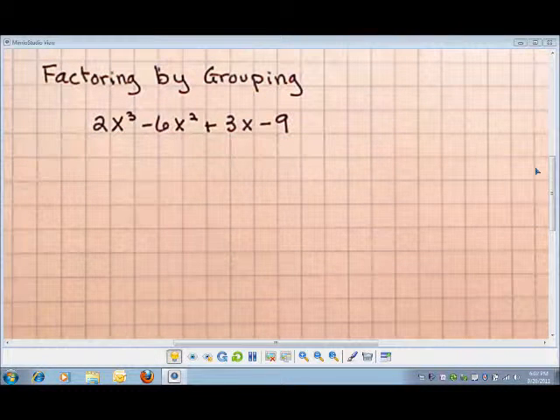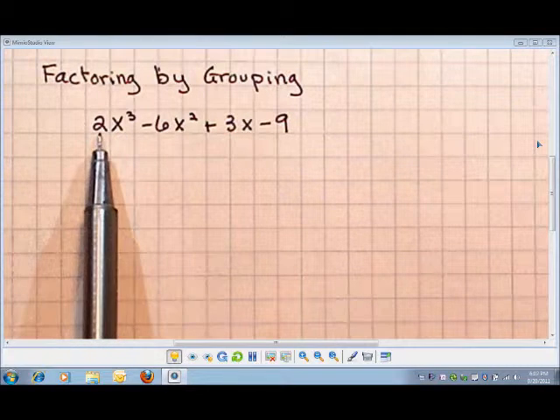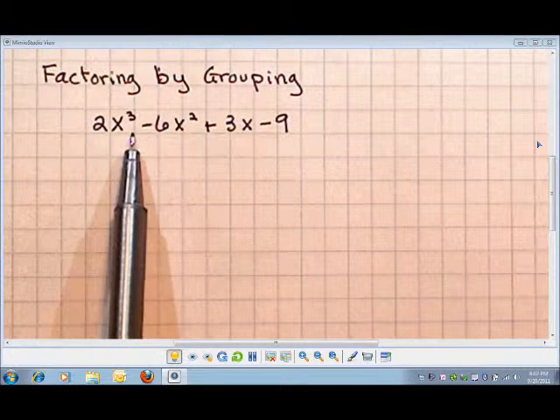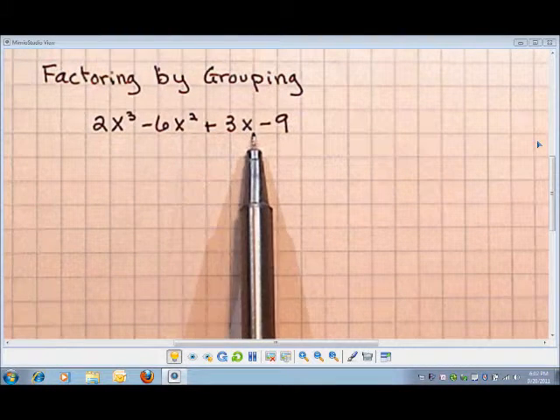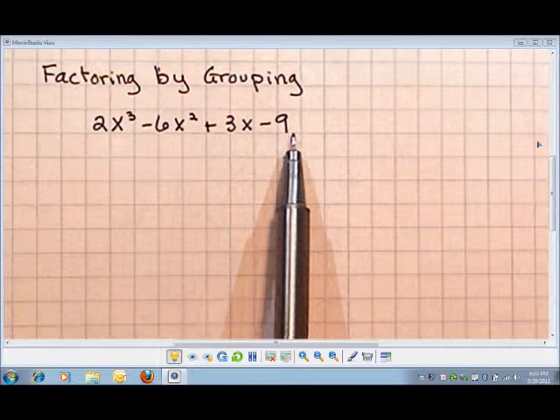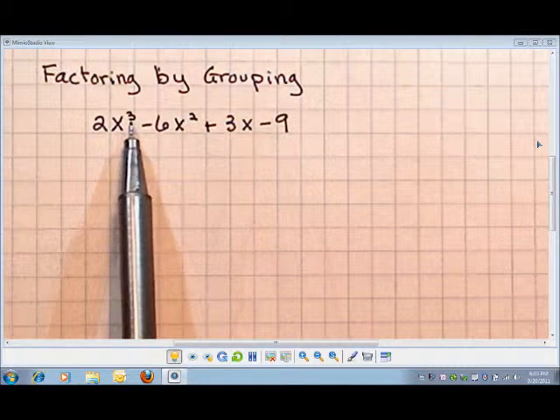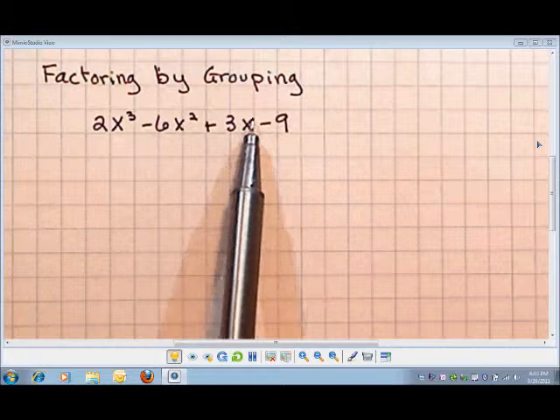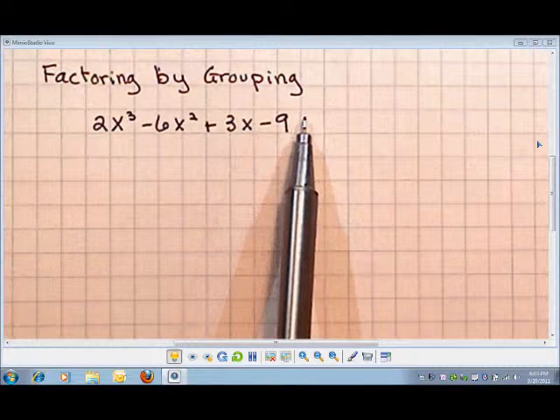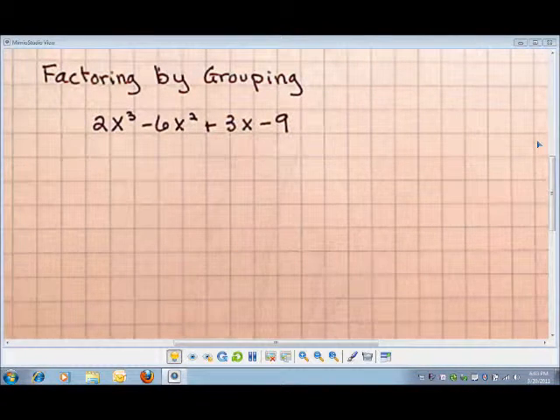Another kind of factoring. This is a different kind of polynomial. Notice it has 4 terms. Here's one term, here's the next term, here's the third term, and here's the last term. Also notice the exponents, 3, 2, 1, and this would be x to the 0. We don't write it because x to the 0 is 1.